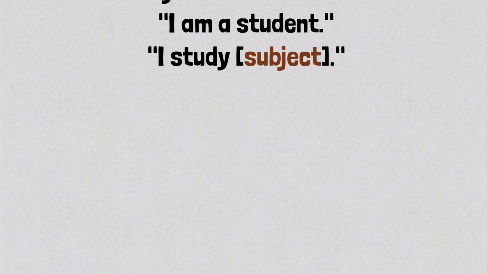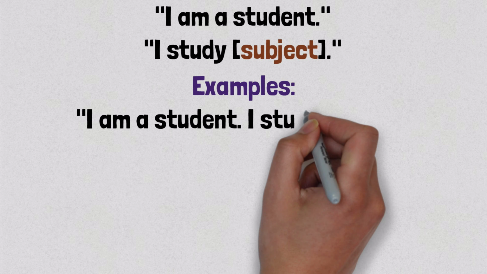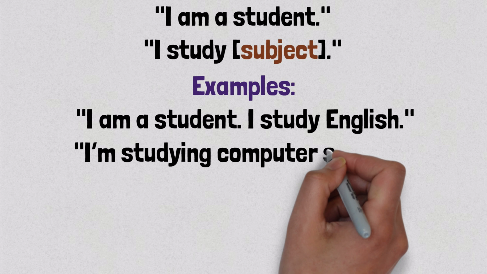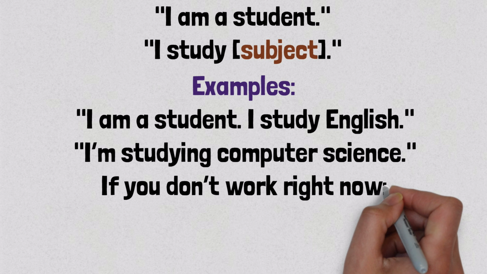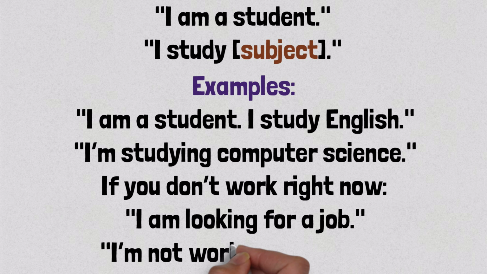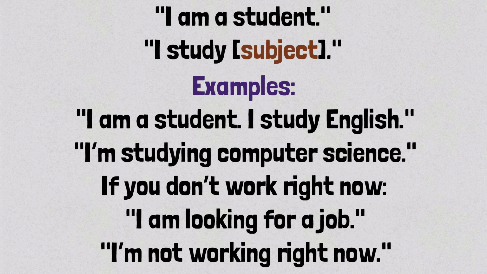If you are a student: I am a student. I study [subject]. Examples. I am a student. I study English. I'm studying computer science. If you don't work right now: I am looking for a job. I'm not working right now.